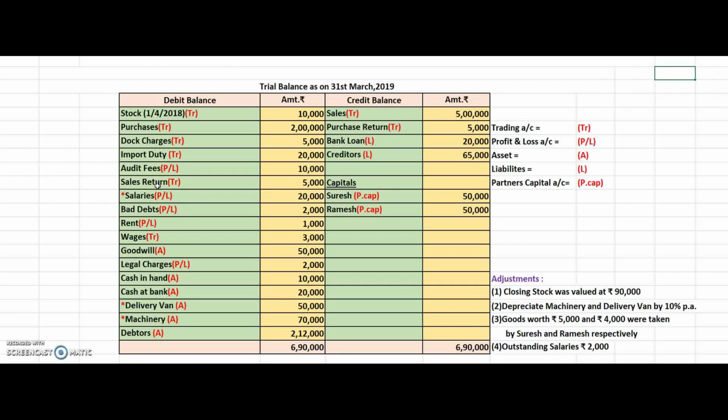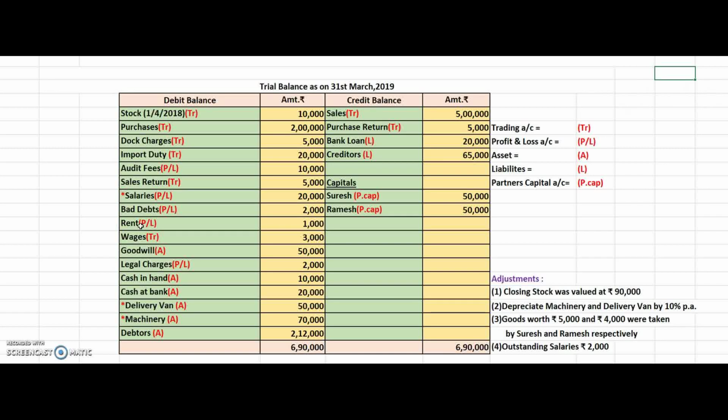Sales return is subtracted from sales, which is written in trading account. Salaries is paid to employees of the office, therefore written in profit and loss account. Bad debt is something that happens after production. Therefore, it is written in profit and loss account. Please remember, we have a formula for that. The first stands for B for bad debts. In this, you will place bad debts.